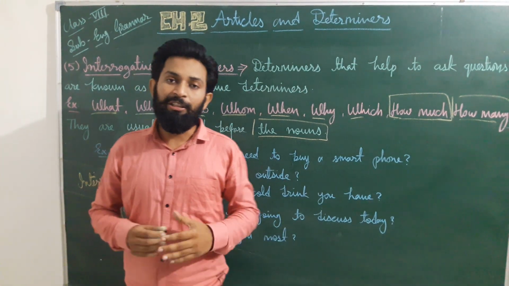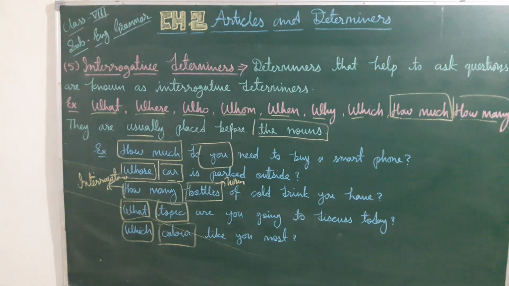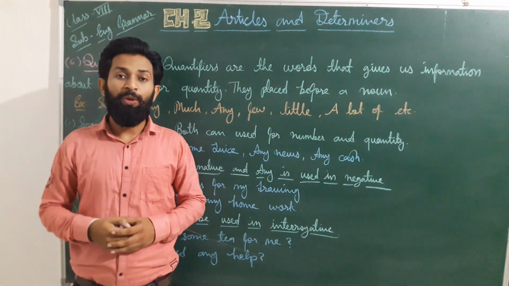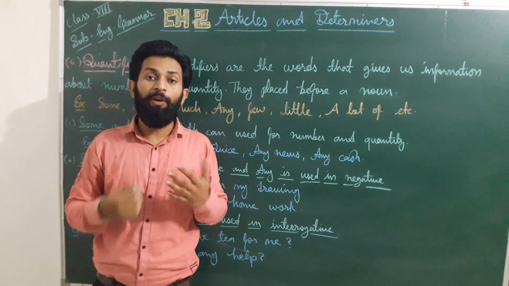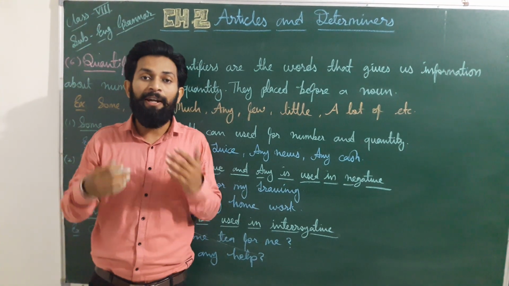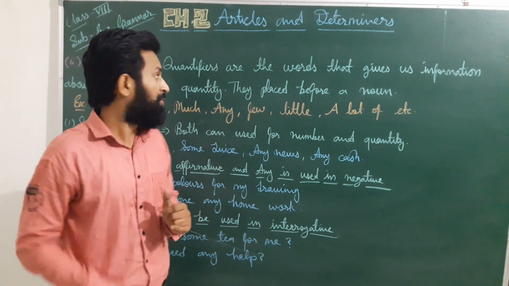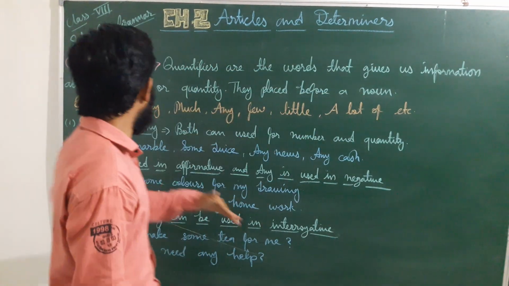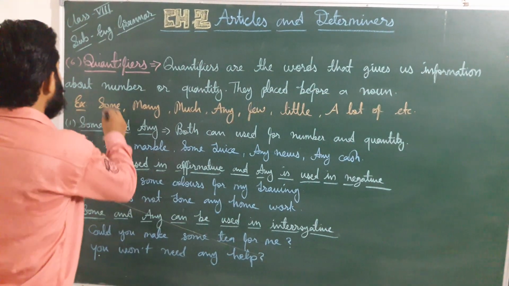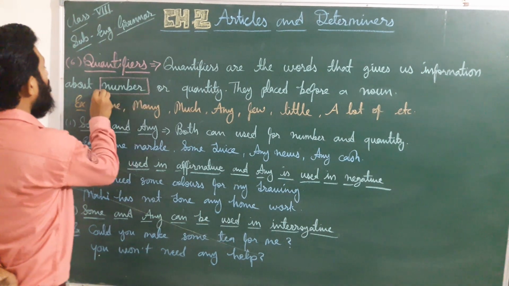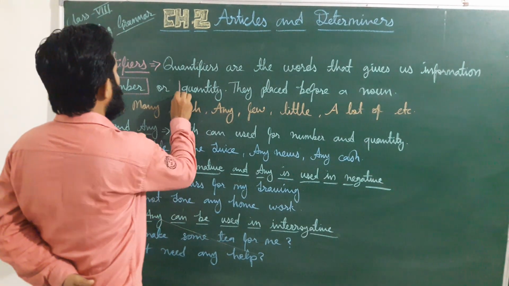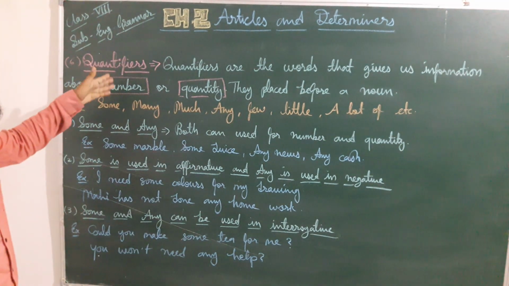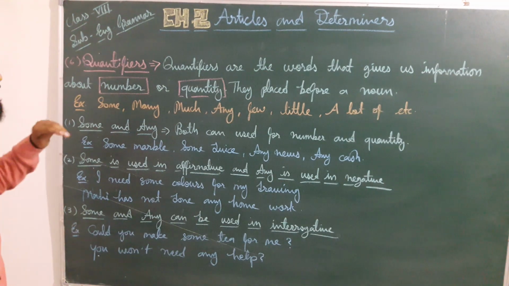Dear students, now we will talk about quantifiers. What are quantifiers, where do they have to be placed, where are they used, for which type of noun do we have to use them? Quantifiers are words that give us information about number or quantity. These words are used to mention the number and quantity of a thing, person or place. For that type of thing you have to use a quantifier.